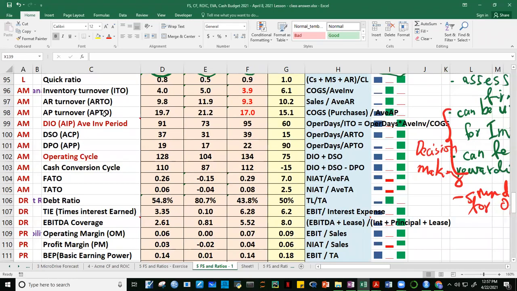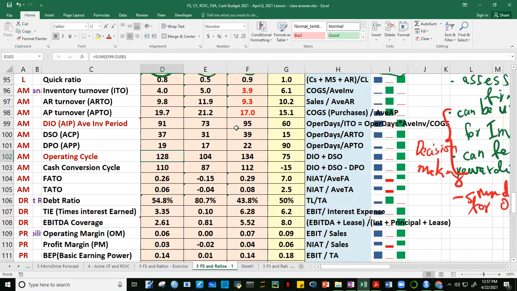ITO, ARTO, and APTO look at it from the perspective of the number of times, while DIO, DSO, DPO look at it in terms of the number of days. We said that the operating cycle is the number of days it takes the company to buy raw materials, convert to finished product, sell, and then collect. So that's your operating cycle. That's your DIO plus DSO.